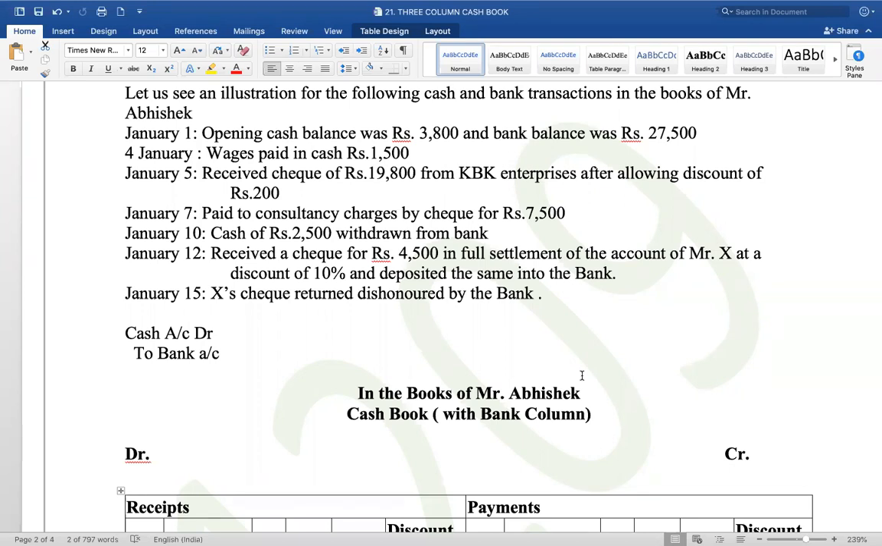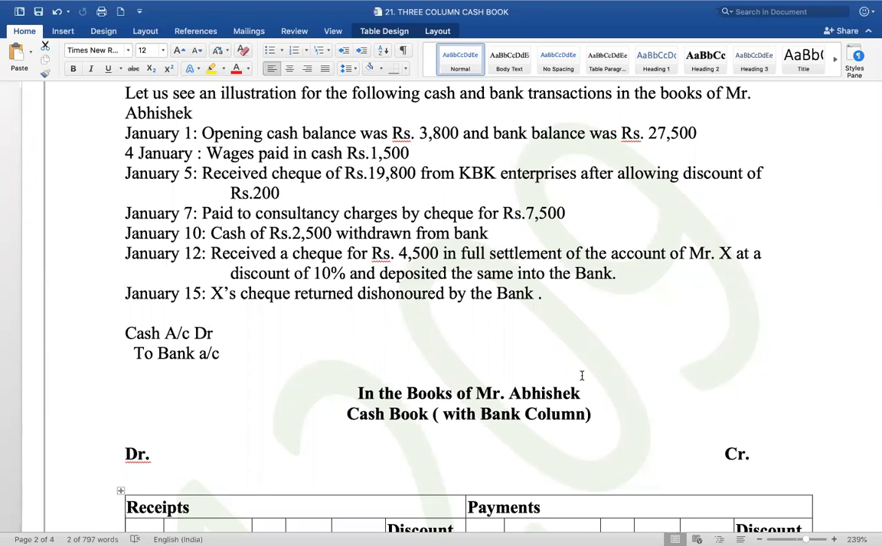We are not talking about that discount. Trade discount is the discount given on the MRP, maximum retail price. That discount does not come here in a transaction like this, and even if it comes, we don't enter that. We will directly take the net amount. But here we are recording this discount and providing a separate column for it. So this is a cash discount.